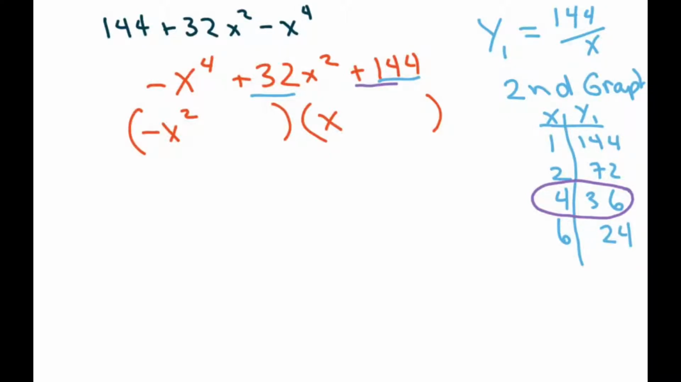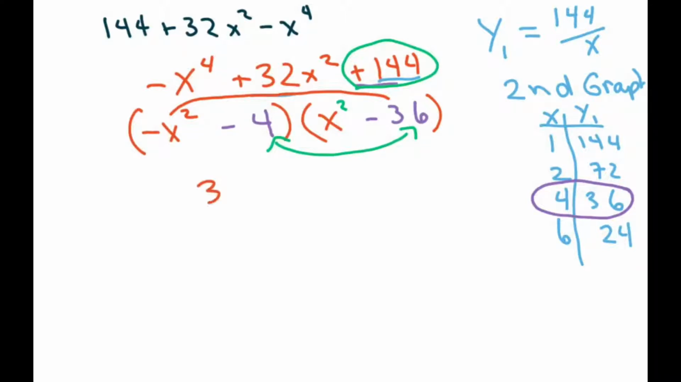I want this to be positive. So this is going to be negative 36. And then this one's going to have to be minus 4. So let's check it out. This has to be minus 4 because this is a positive. So when you do your outer, you get negative 4 times negative 36 is positive 144. And these are both square here. But when you distribute for the inner functions and the outer functions, you get 36x squared minus 4x squared, and that does give you your 32x squared. So that's the correct factorization.